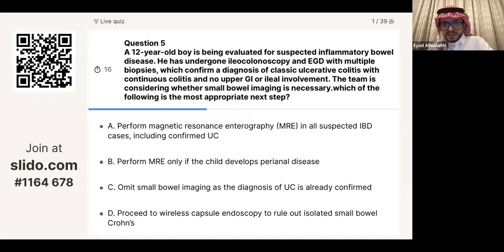Perform magnetic resonance enterography in all suspected IBD cases, including confirmed UC. Perform MRE only if the child develops perianal disease or small bowel symptoms. Or proceed to wireless capsule endoscopy to rule out isolated small bowel Crohn's.